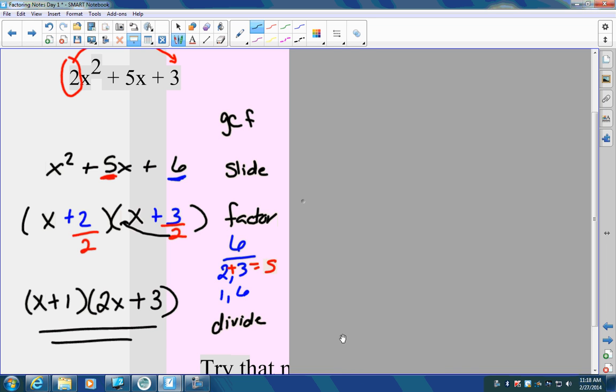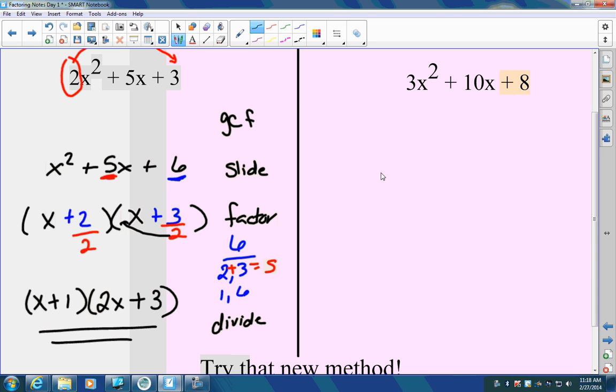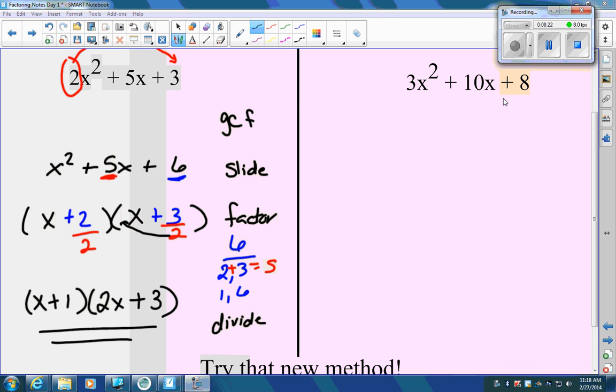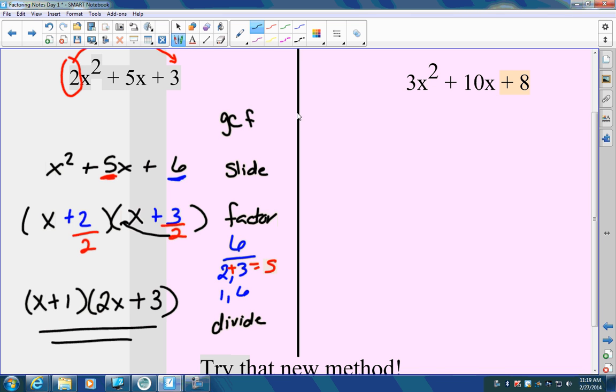All right. I want you to take a second. I want you to try this other one over here. Okay, well, GCF, right? Hold on. Not the x's, because there's not x's in all of them. Look at this number, the smallest number. Does 3 go into 10? No, so there is no GCF. Okay?